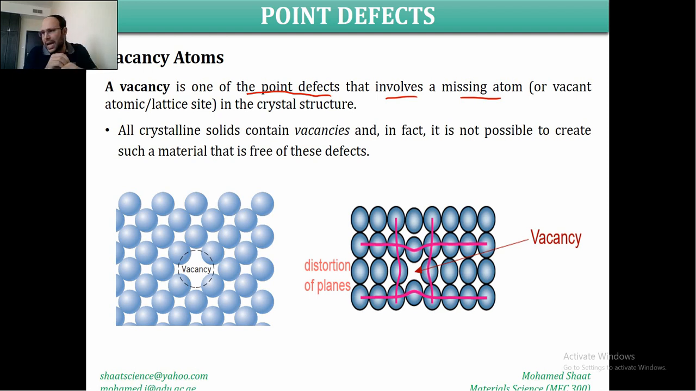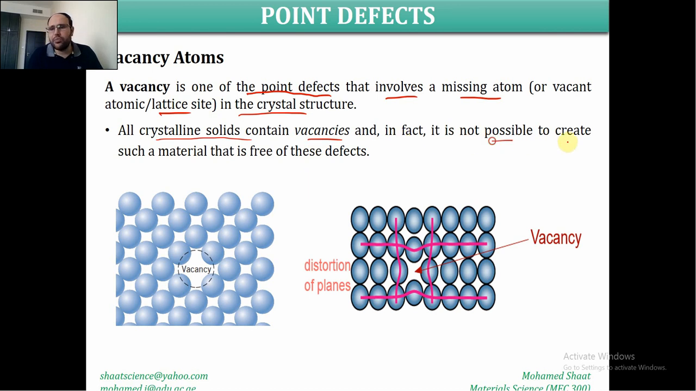Or let us focus on it as an atom. There should be an atom here, so there should be a lattice site that is reserved or devoted for this atom, but for some reason this atom is missing. Forget about the reason; when there is a missing atom, this will be counted as a vacancy. So a vacancy means that the atom is not there. It is not in its location. So it is a missing lattice site or a missing atom, or a vacant atomic lattice site in the crystal structure.